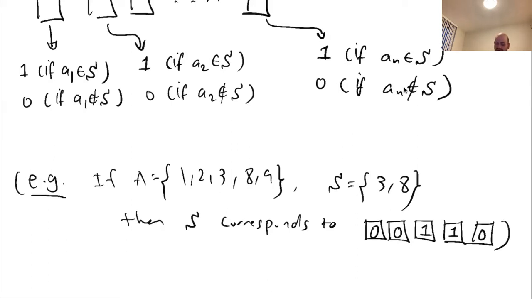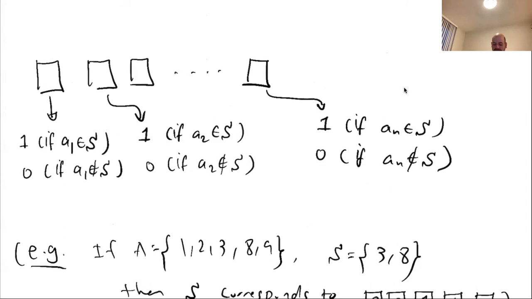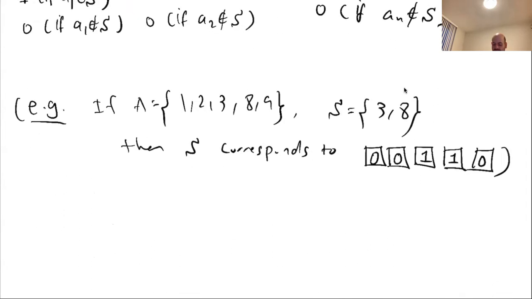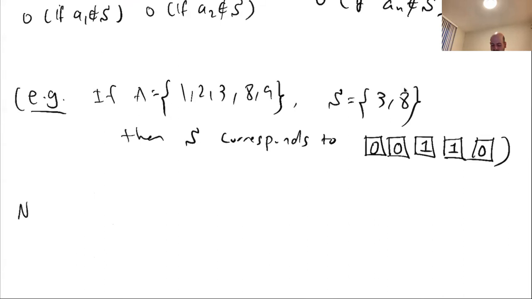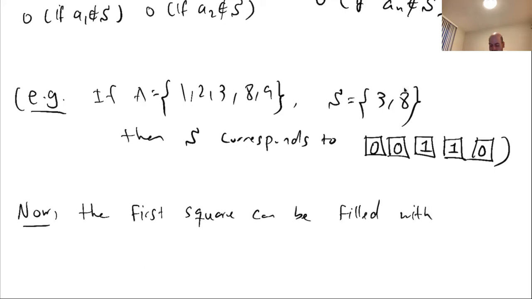So how many options do I have now in total to fill these squares with 0 and 1? For the first square, it can be filled with 2 numbers, right? Which is either 0 or 1. Similarly, the second square can be filled with 2 numbers, 0 or 1. And all the way to the nth square can be filled with, again, 2 numbers.